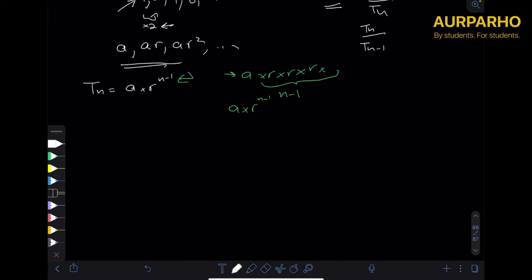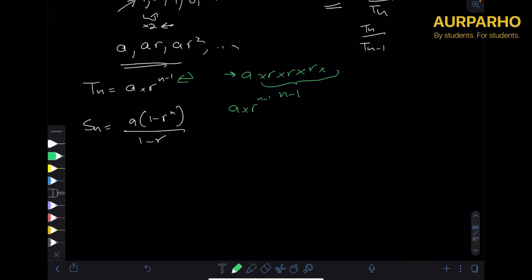Secondly, there's the sum formula. So the sum of the first n terms in a geometric progression is a times (1 minus r^n) over (1 minus r). The power n is on r, not on 1 minus r as a whole thing. So let's put a bracket there around 1 minus r.